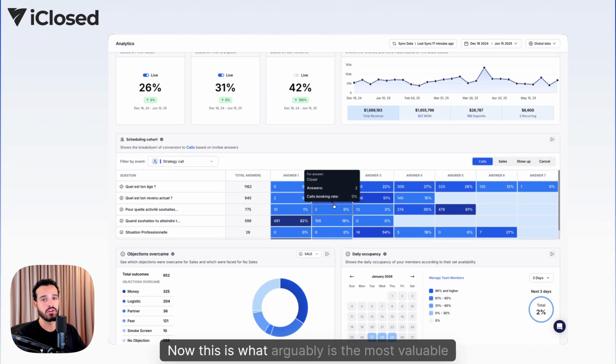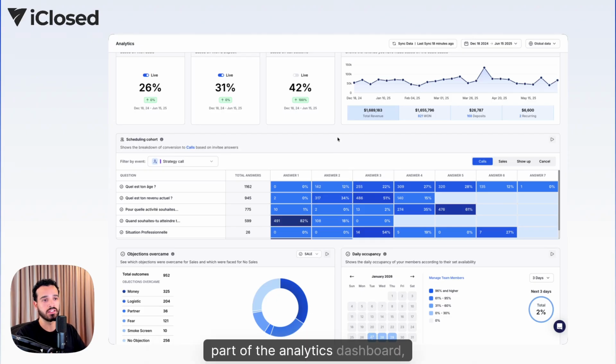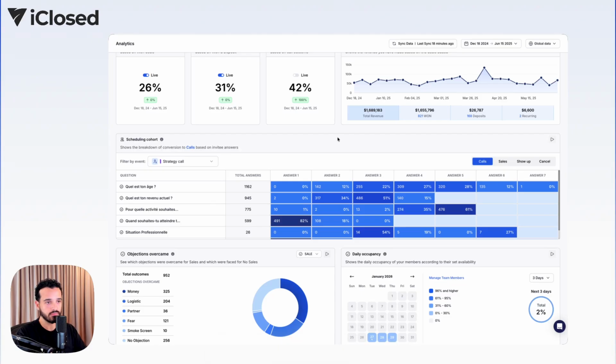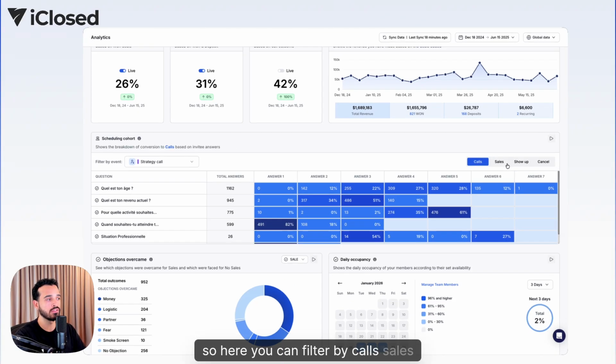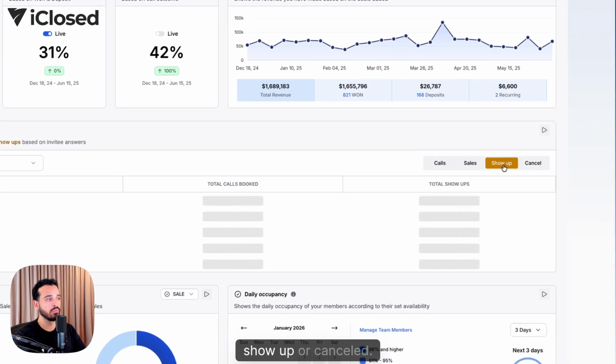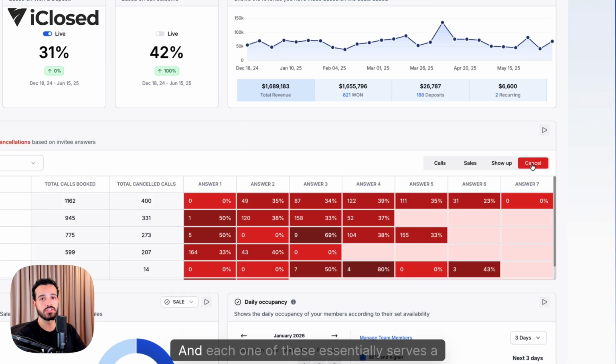Now this is arguably the most valuable part of the analytics dashboard, in my opinion. This is the scheduling cohort, and this is what's going to give you the actual information and context that you need in order to understand where some of the room for improvement lies. Okay, so here you can filter by calls, sales, show up, or canceled. And each one of these essentially serves a different purpose.